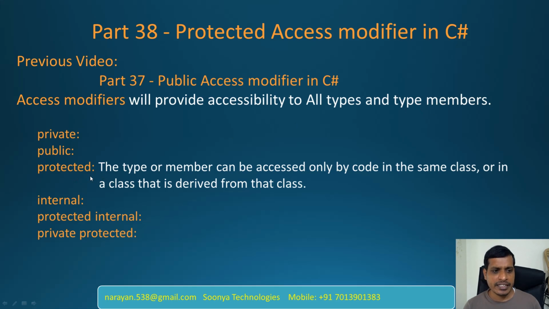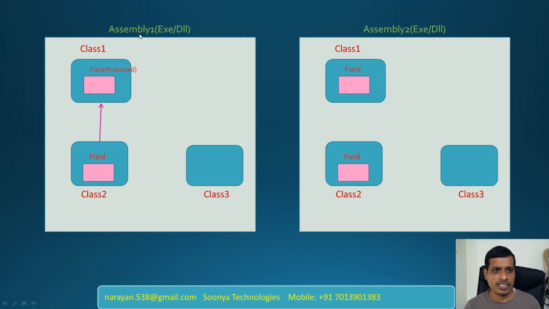If we declare any type or its type members as protected, then the type or member can be accessed only by code in the same class or in a class that is derived from that class. Here we have two assemblies, assembly 1 and assembly 2. This assembly contains classes like class 1, class 2, class 3. Here in class 1 we have one field declared as protected. If we declare any member as protected, then we can access this member within this class and its derived class.